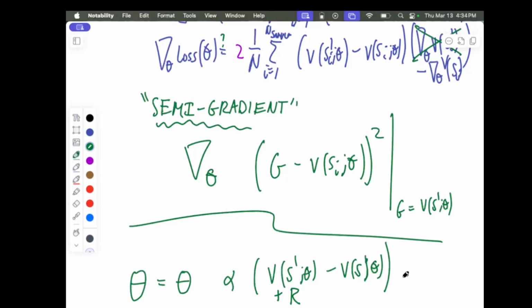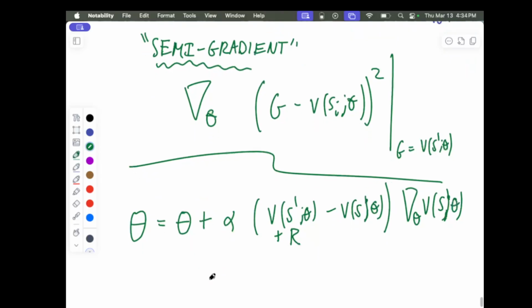And then I do minus the gradient of theta, v of s, so at the state s, given theta. Okay, and it's minus, and I want to do gradient descent, so this comes with a plus. Okay, there we go. So that should be right. So this is the TD learning rule for learning with parameters. Very similar to the Monte Carlo rule, except you replace this with g. And importantly, you do not put any kind of s prime gradients over there.